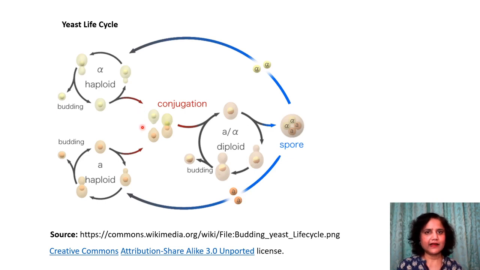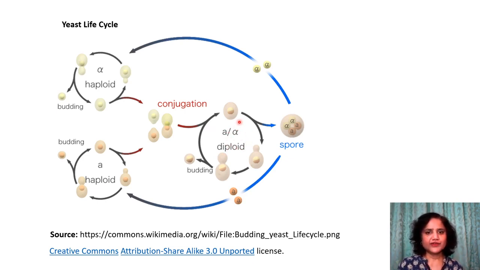When an A cell and an alpha cell are in proximity, they can sense the direction from where the pheromonal signal is coming, and they form a protuberance known as a schmoo. Eventually they fuse with each other, a process also referred to as mating or conjugation, and they form a diploid. The diploid can also survive. There is cell fusion as well as nuclear fusion, and it can undergo mitotic divisions under suitable conditions.